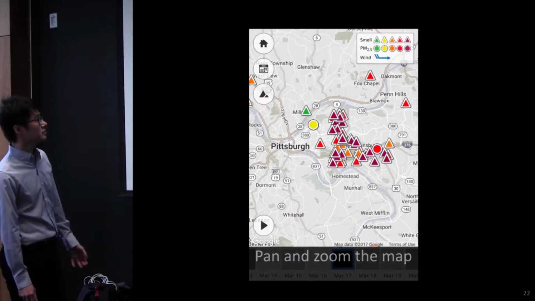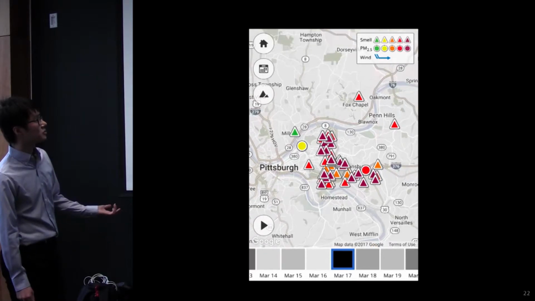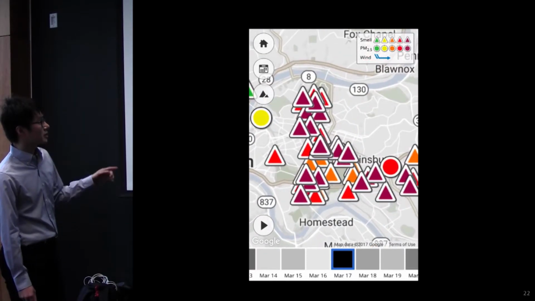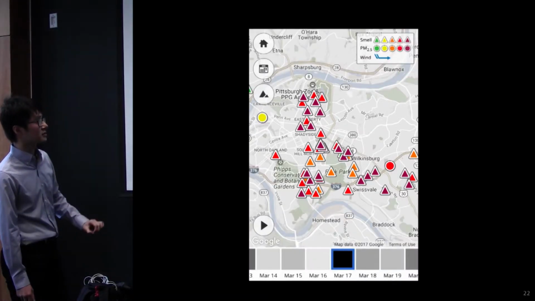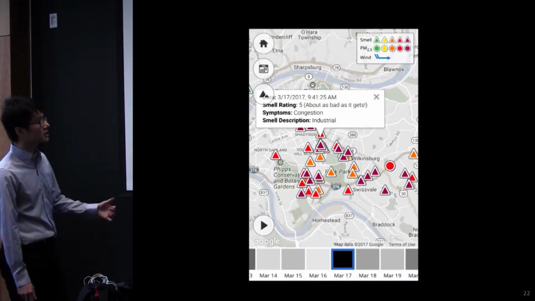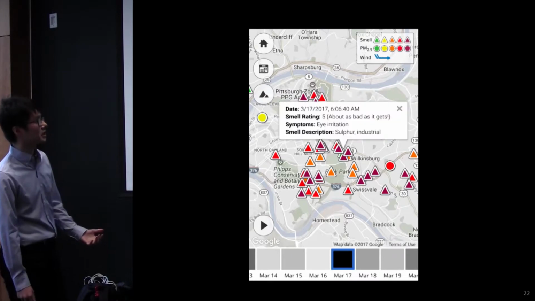Under visualization, you can pan and zoom on the map. The triangle icons indicate smell reports. The circle icons indicate sensors. So you can click on the icons to see the details of them.